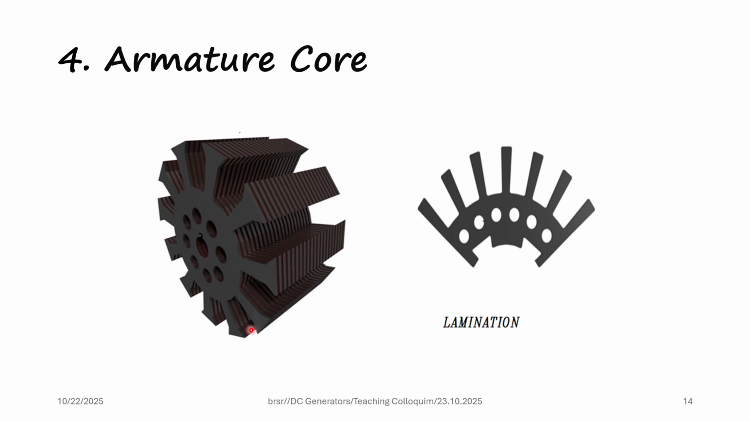This is the armature core. This is also not a solid material. It is made up of a number of structures of this nature, and they are all attached together to form a complete core. The gaps shown here are called the slots. Onto the slots, winding will be made.